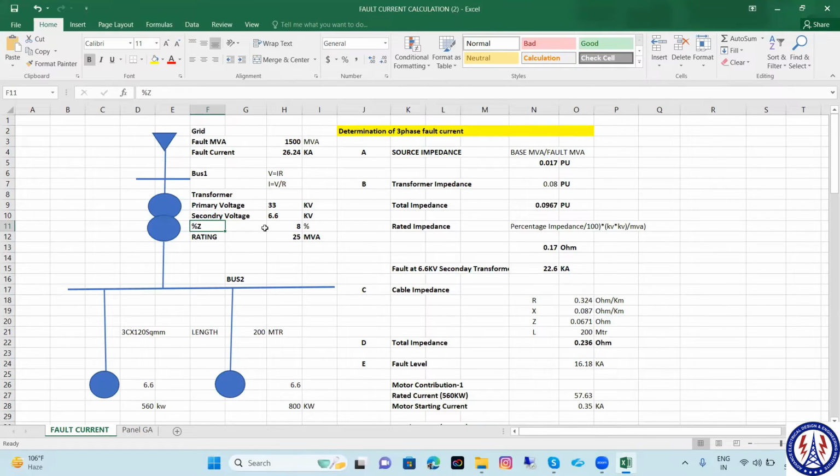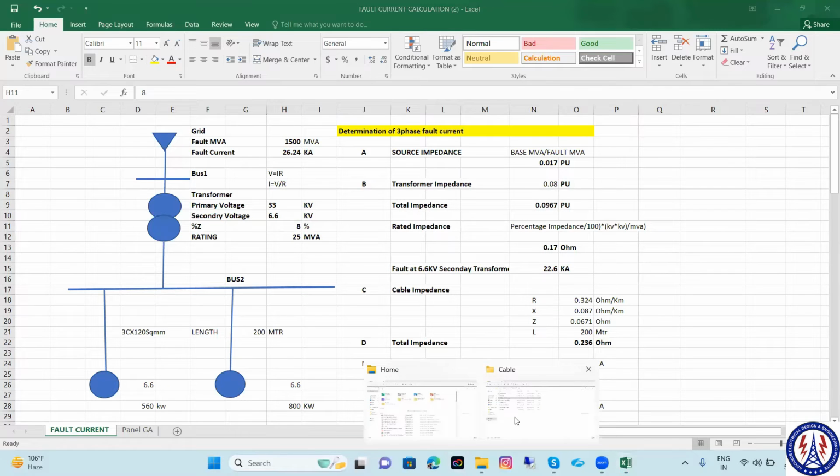The transformer also has an impedance, which is called the percentage impedance. Does anyone know the percentage impedance? Basically, this is used for determining the fault current value. If the percentage impedance is high, definitely the fault current will be low. If the percentage impedance is low, the fault current will be high. But suppose my percentage impedance is high, then because of the impedance, the losses in the transformer will be more, because of IZ. This will increase the losses, which means the voltage drop in the transformer will increase.